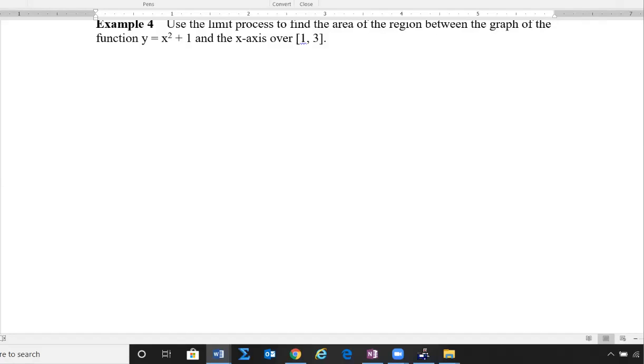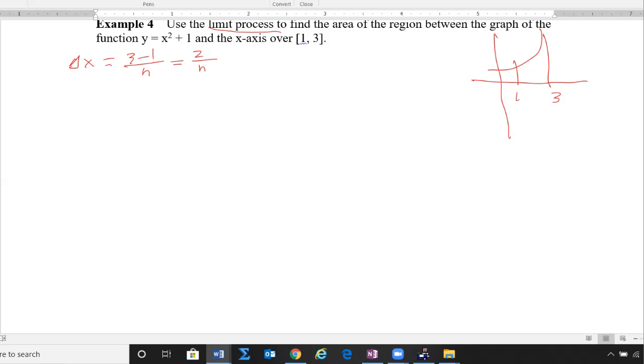Okay, now we're going to do a problem from top to bottom. We're just going to go straight to, we're going to use the limit process. So we make the decisions on this one. Here's our graph, x squared plus 1, from 1 to 3. So I'm going to go with a regular partition. So my delta x will be 3 minus 1 over n, which is 2 over n.